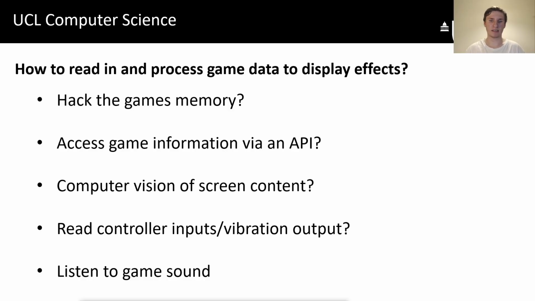An interesting problem exists. How do we read in and process game data to allow us to display the correct effects? Do we hack the game's memory? This could be quite difficult in closed-source mainstream games, which try to deal with cheaters by implementing anti-cheat. Do we use an API? Again, unlikely to be accessible. Do we use computer vision of screen content? This might work, where I've found a number of libraries which could be helpful, including PyImageSearch. More about this in a minute.